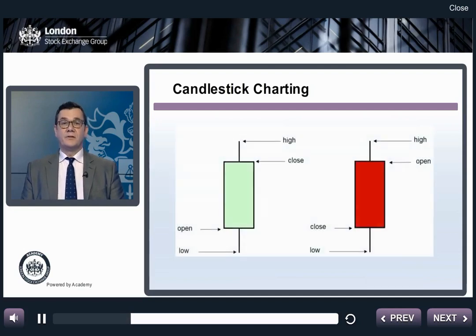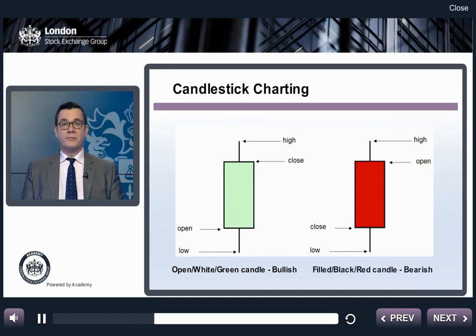As you've seen previously, a candlestick chart is very similar to a bar chart in that it uses the same data. It uses the open, the high, the low and the close, but it applies a colour scheme. So let's look quickly at that colour scheme. You can see on the left hand side here we have an open, a white or a green candlestick, which is bullish. This represents a day where the market closed higher than where it opened. And on the right hand side we have what's known as a filled, or a black or a red candlestick, where the close is below the opening price.